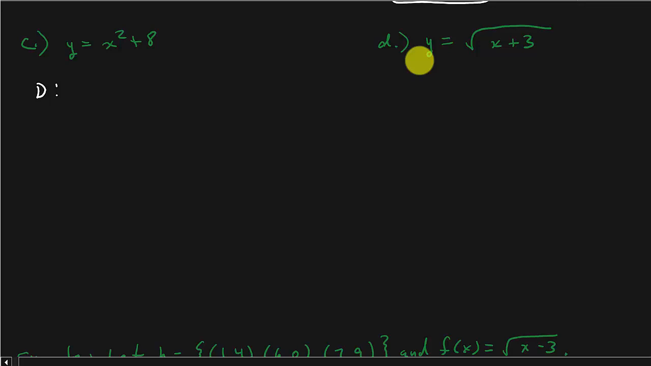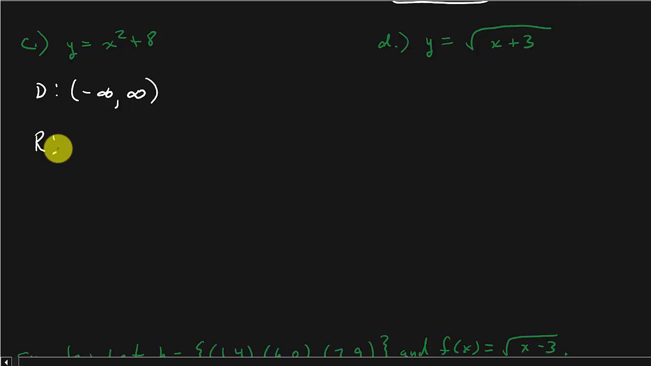So we're good there. And then it's also okay to square any negative number. Okay? So we can square any negative number and then add 8 to it. There's nothing wrong with that. So the domain would be negative infinity to positive infinity. And now we need the range.